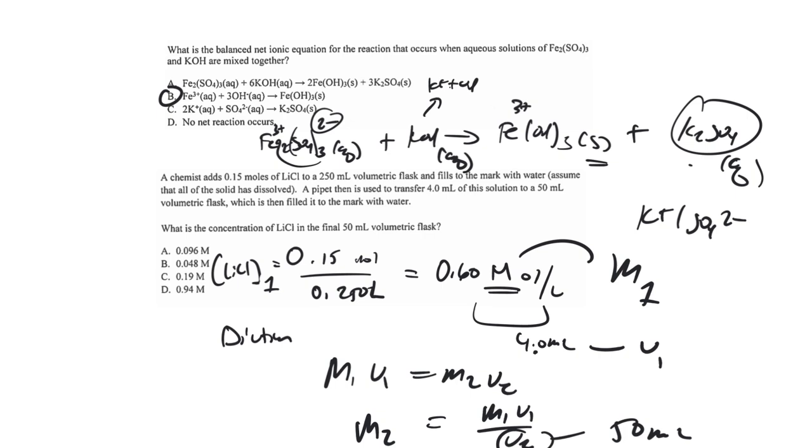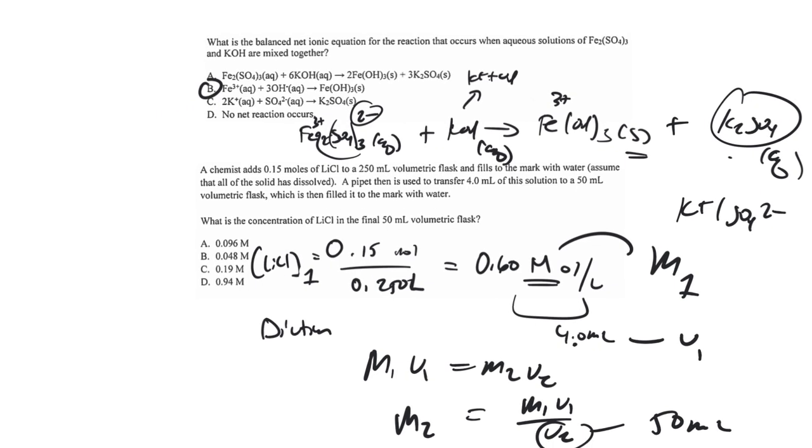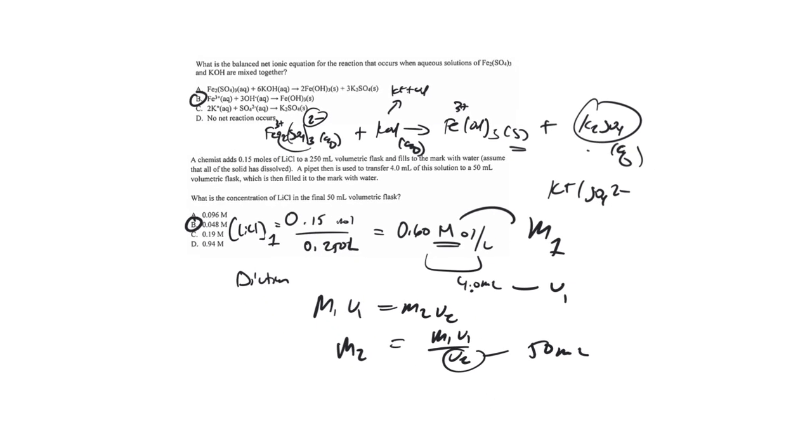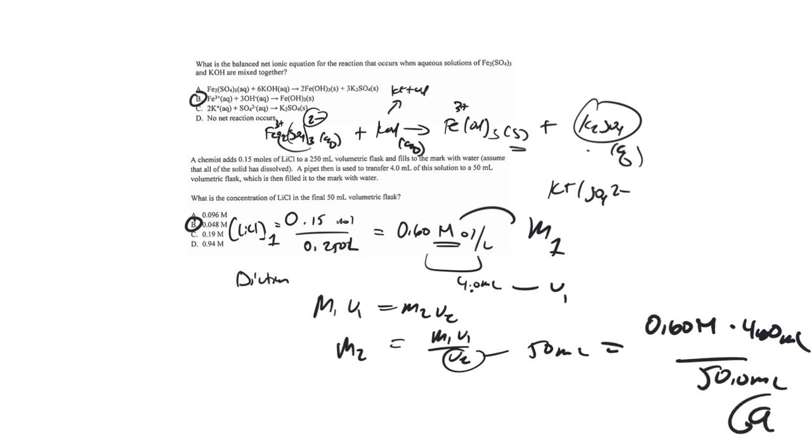And so if I solve that math there, 0.6 times 4 divided by 50 is 0.048 molar, so that would be answer B. So if you solve for M2 by going 0.60 molar times 4.0 milliliters divided by 50.0 milliliters, then that works out to be answer B, 0.048 molar. Now I didn't need to convert to liters here because milliliters cancels with milliliters.